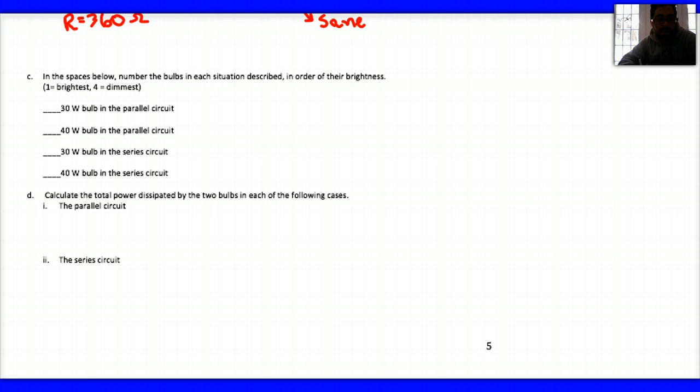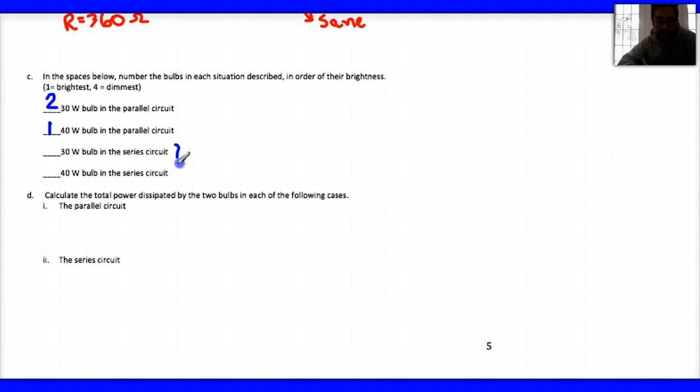Now part C says, in the space below, number the bulbs in each situation described in order of their brightness. The brightest bulbs are going to be in the parallel circuit. I've got 120 volts. The 40 watt bulb, of course, has the most current going through it. It's got the lower resistance, so it's going to be the brightest. It's got the highest power rating, so that should be number 1 for you. The second brightest bulb is going to be also in parallel here. That's the 30 watt bulb. It's got a little bit more resistance, a little less current going through it, and the power rating is smaller.